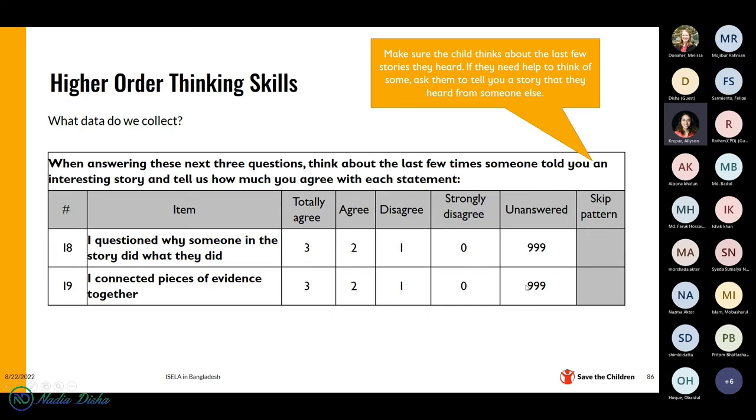And if they don't answer it, you can mark it as unanswered. And we may end up seeing that we have a lot of these that are skipped because these questions might be tough for an 8-year-old or a 10-year-old. But we might see that they're connecting different evidence. And they might have trouble thinking of stories that they've heard. So the data collector can ask them to share a story that they've heard from someone else.